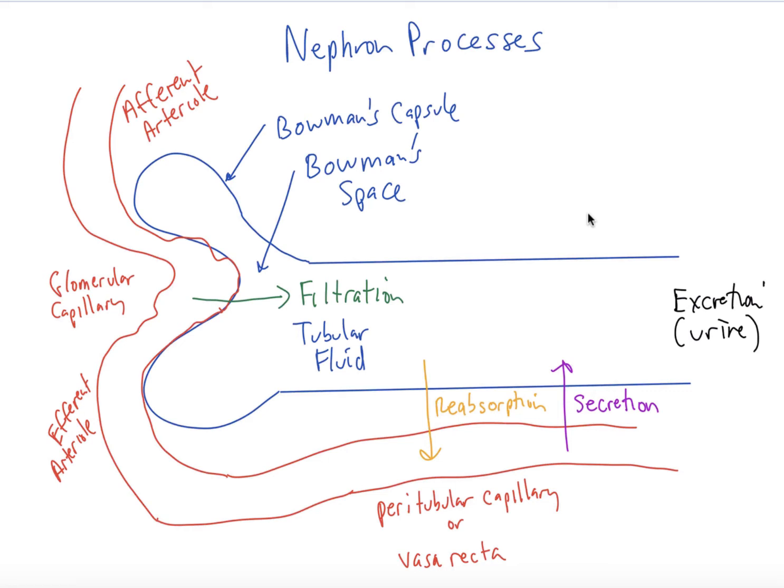Now, the fluid that ends up in Bowman's space and for the rest of the nephron, that is what we call the tubular fluid. And so how does that fluid get there? It gets there through the process of filtration, which is the standard definition of fluid moving from the capillary out of the capillary into some space. In this case, it's Bowman's space as opposed to the interstitial space. And that filtration process we often call glomerular filtration to specify that it's coming from the glomerular capillary.